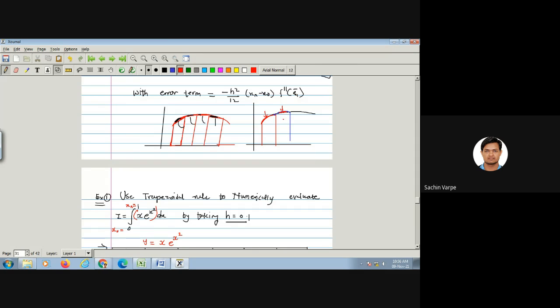Is this clear, Sakshi? Yes, sir. And that is the basic difference between the trapezoidal rule and Simpson's. In Simpson's rule, we are approximating the given curve with the parabolic curve, because a quadratic curve is nothing but the parabolic curve, right? So we approximate it with the parabolic curve, and then we are trying to get the actual integration. That is the basic geometrical difference.